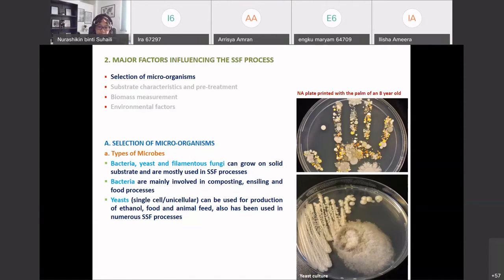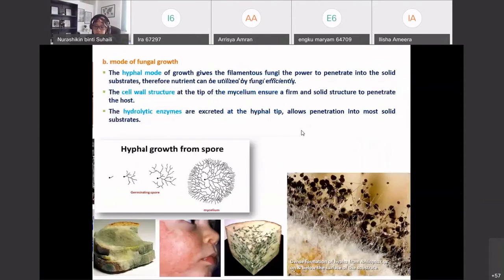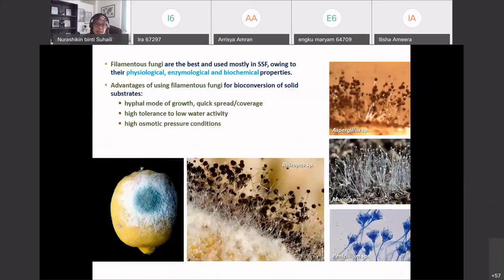So let's move to the next slide, because I need to show the fungi. Normally, the reason why fungi is more suitable for solid state fermentation is because fungi have this sort of filamentous structure. Filamentous means having branches. If you see here, these are all the types of fungi: Penicillium, Rhizopus, and then Aspergillus.